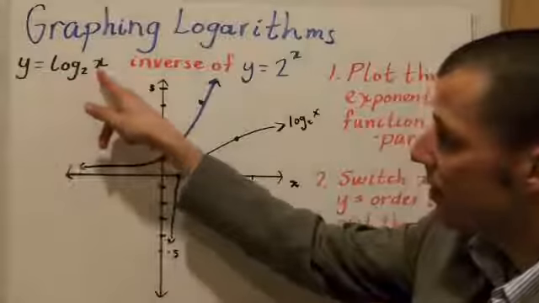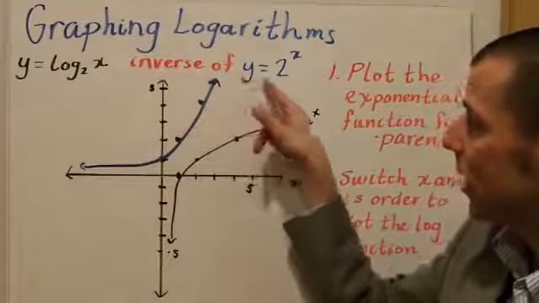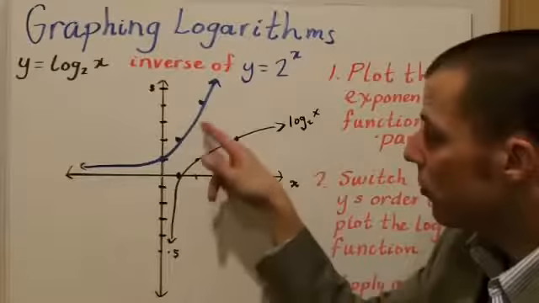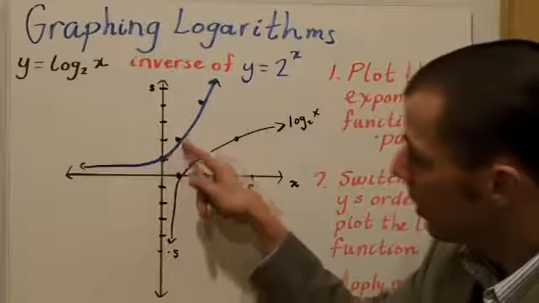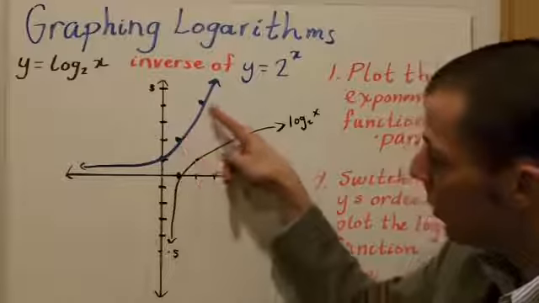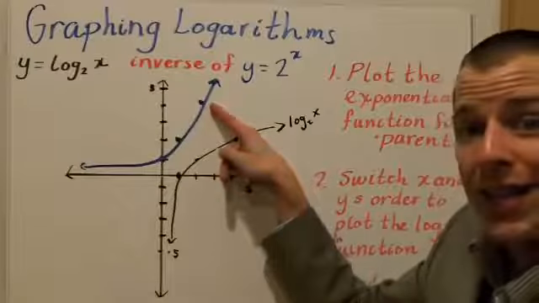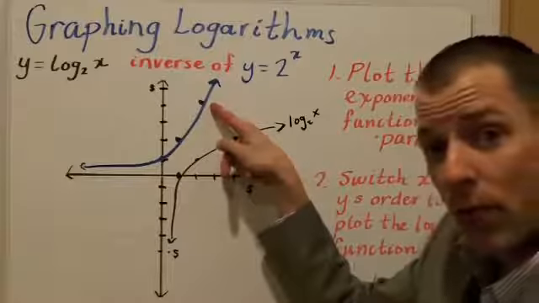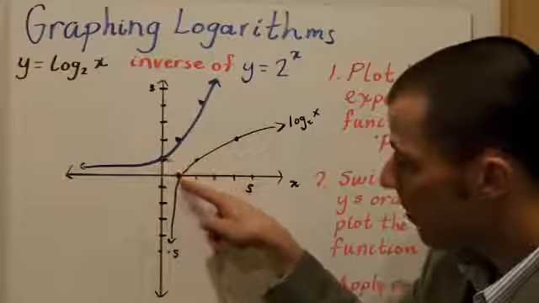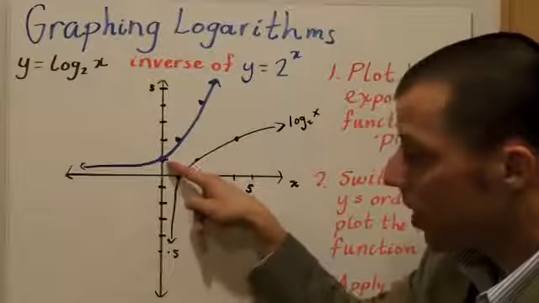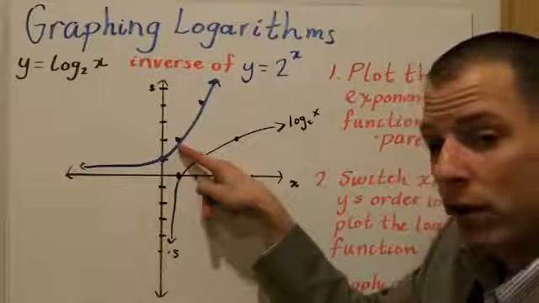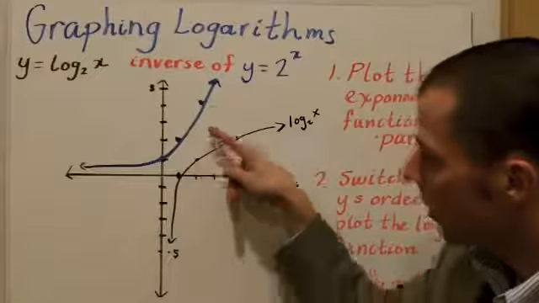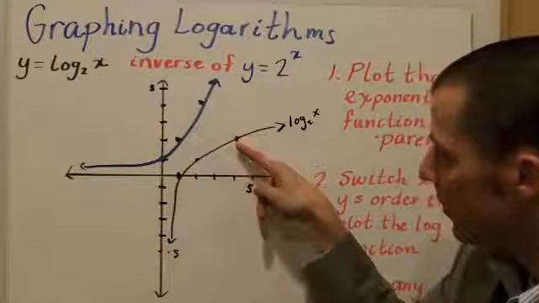Log base 2 of x, that's the inverse of y equals 2 to the x. So in blue, we've plotted y equals 2 to the x. We've plotted (0, 1), (1, 2), (2, 4). To get the inverse, you switch the order. (0, 1) becomes (1, 0). (1, 2) becomes (2, 1). (2, 4) becomes (4, 2).